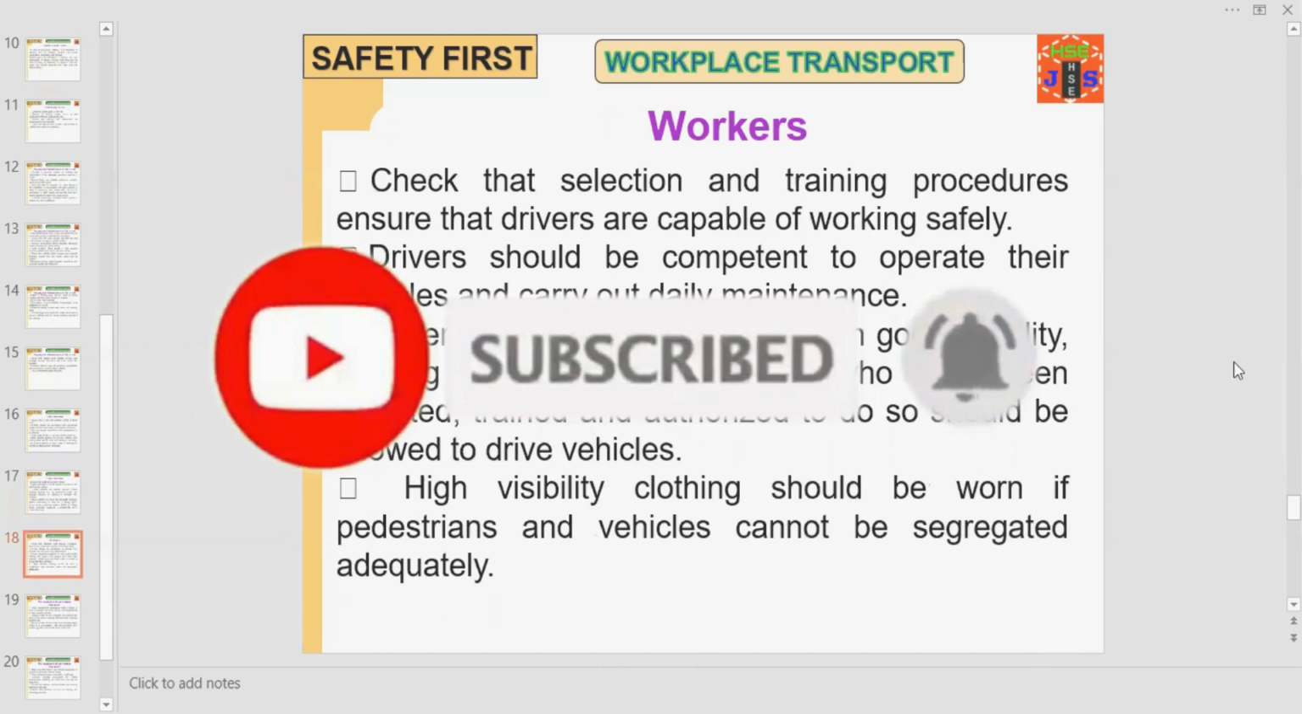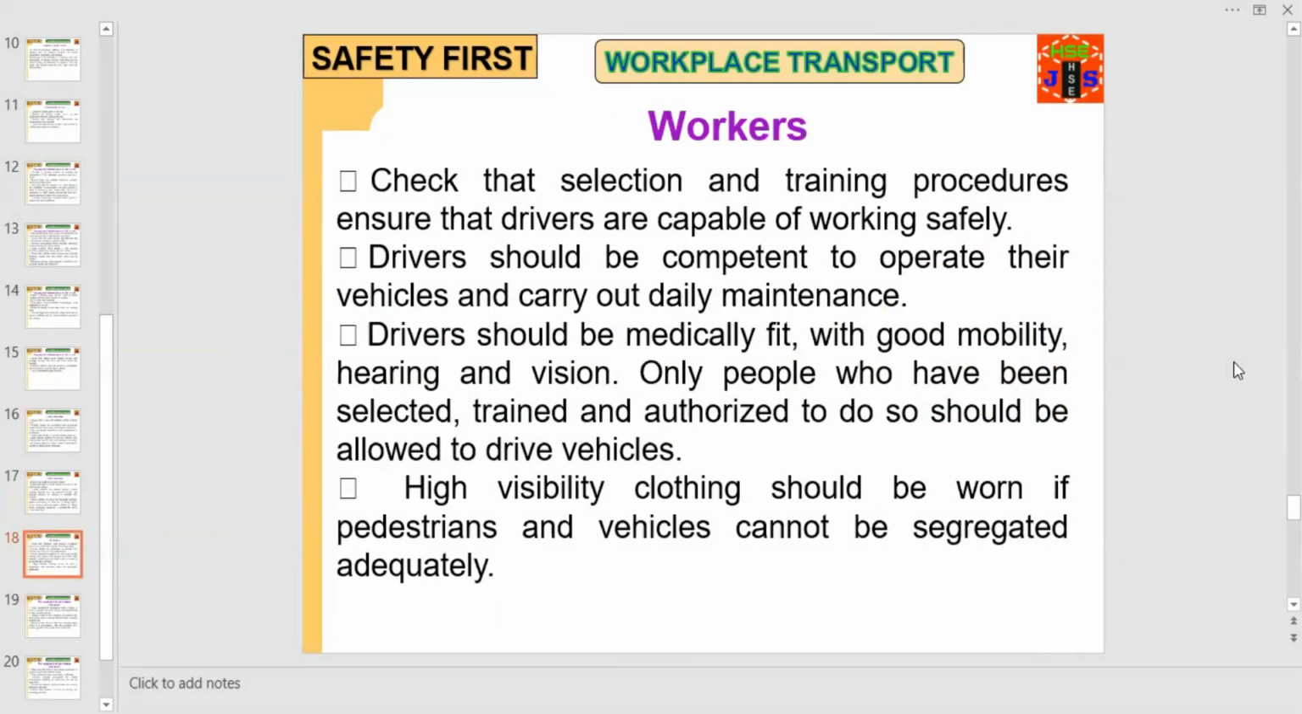If the workplace is safe, vehicles are safe, but still, if the drivers or operators are not trained and fit, there is no possibility to reduce vehicular accidents in the construction project. So, staff, operators, and drivers are the most important element. You have to check the selection and training procedures to ensure that drivers are capable of working safely. Drivers should be competent to operate their vehicles and carry out daily maintenance.